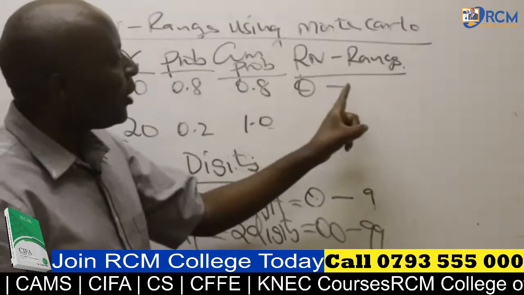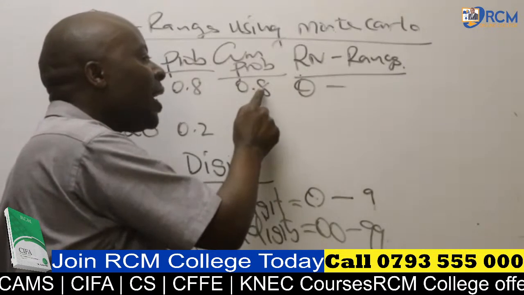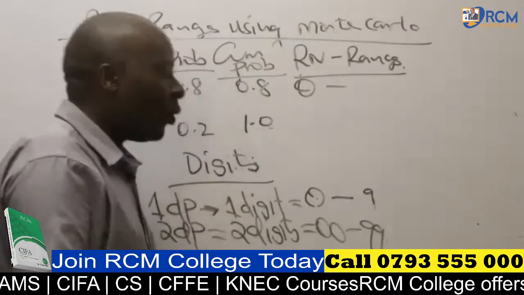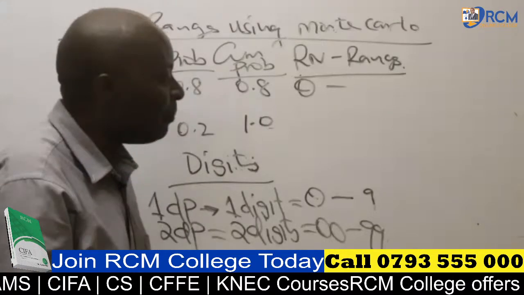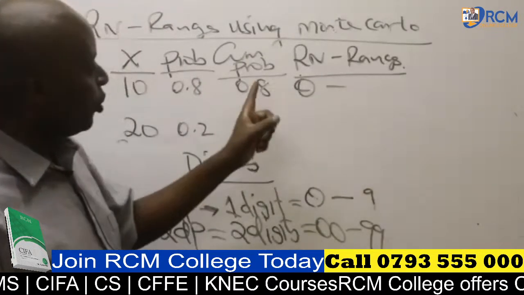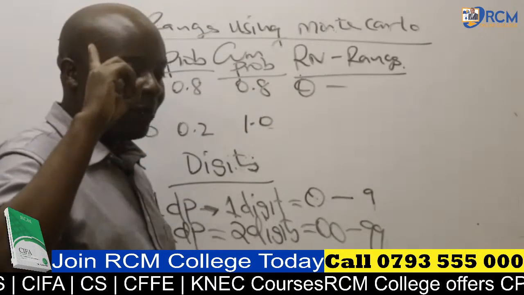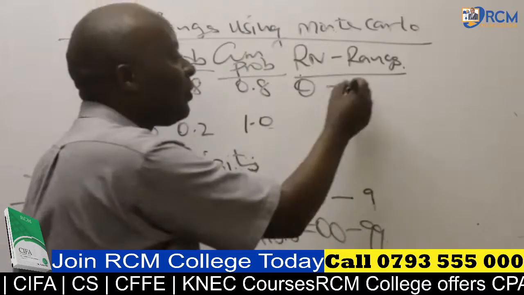To get the upper limit, we shall take the number that is here as if it's a whole number. That is 8. To get the upper limit, you take the number that is here as if it's a whole number minus 1. So 8 minus 1 gives me 7.